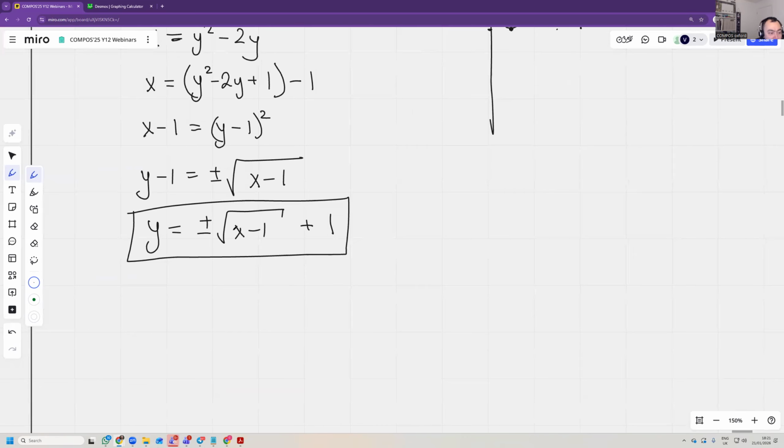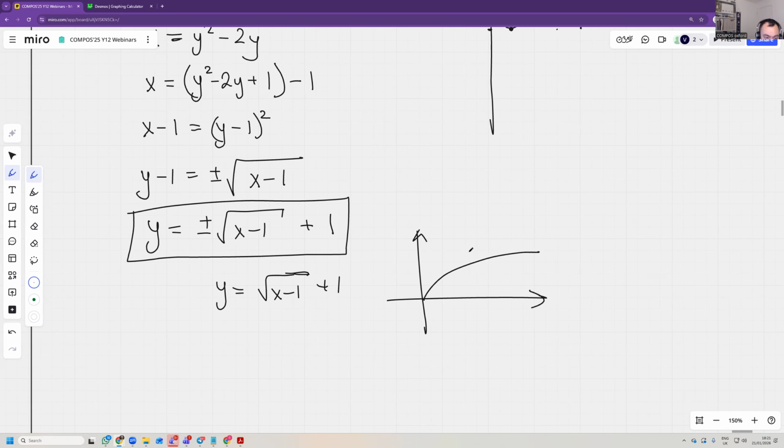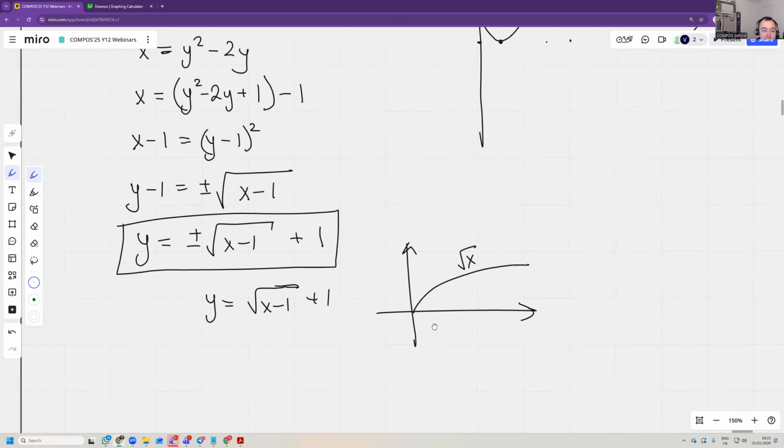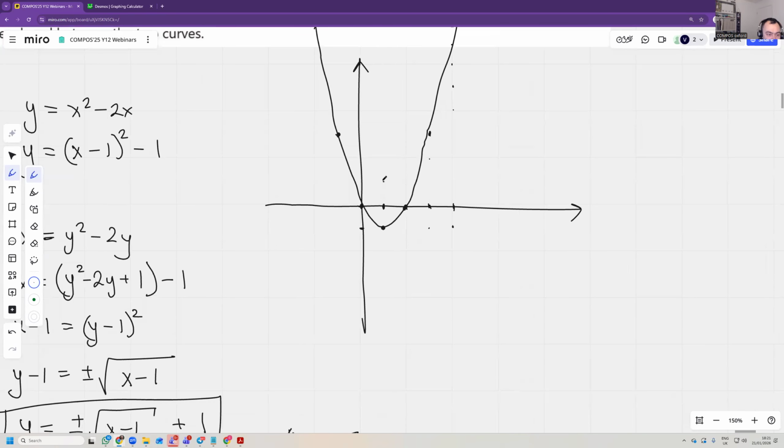So there are two curves here. First is y equals square root of x minus 1 plus 1. So that is a curve. You should know the square root of x curve by now. It's shifted 1 to the right and 1 up.